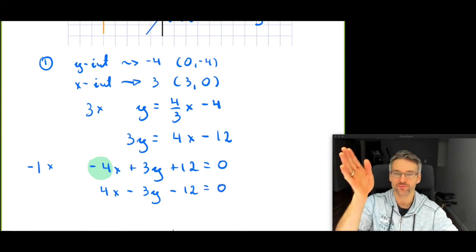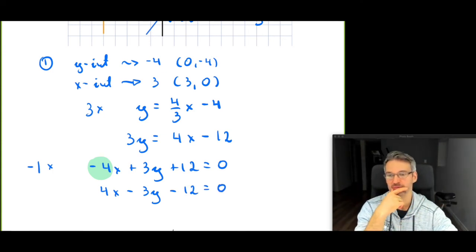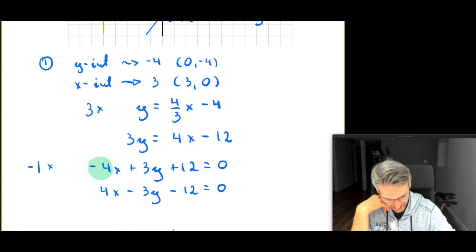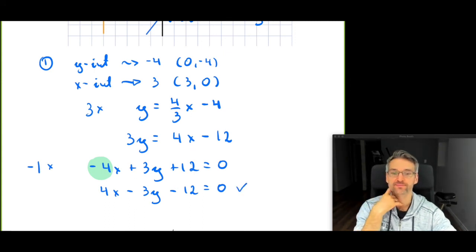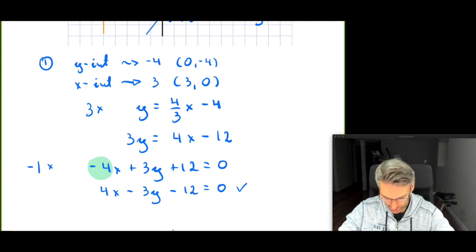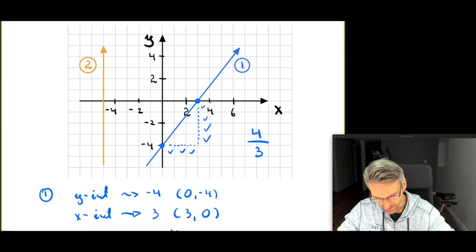So you just multiply every single coefficient by negative 1. And that is your standard form. All right. Now for your second one, this one is going to be much, much easier.